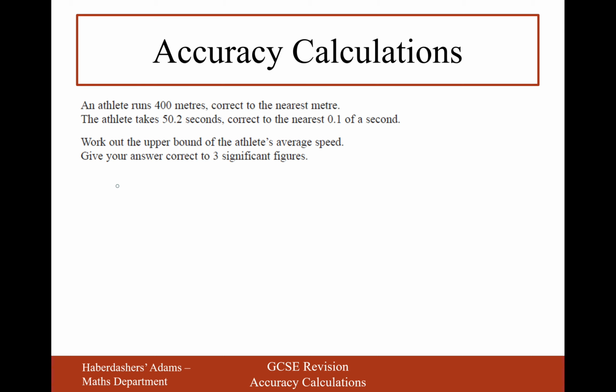Okay, so in this question we're going to be using the formula speed equals distance divided by time. The distance that the athletes will be running, if we're looking to find an upper bound, will be 400.5. Divide that by the time to the nearest 0.1 seconds, and if we're looking to find an upper bound, we're looking to reduce the time, so that's 50.15. So grab the calculator, 400.5 divided by 50.15, and that gives us an answer of 7.99 meters per second, to 3 significant figures.